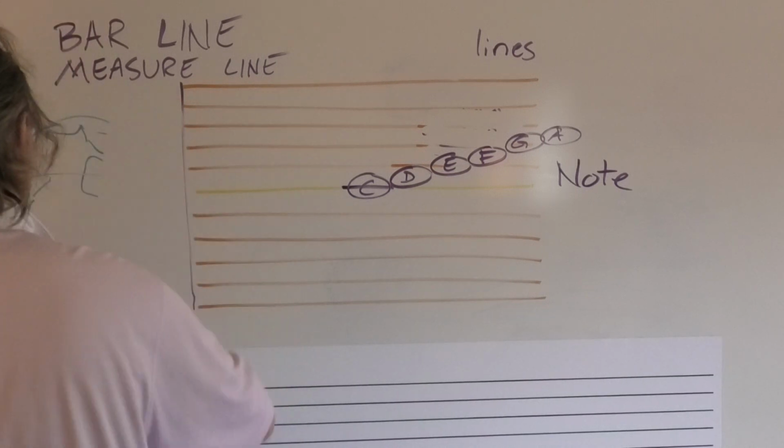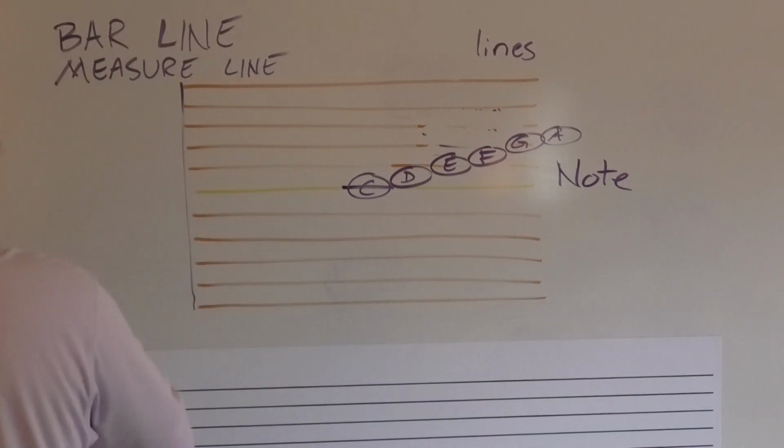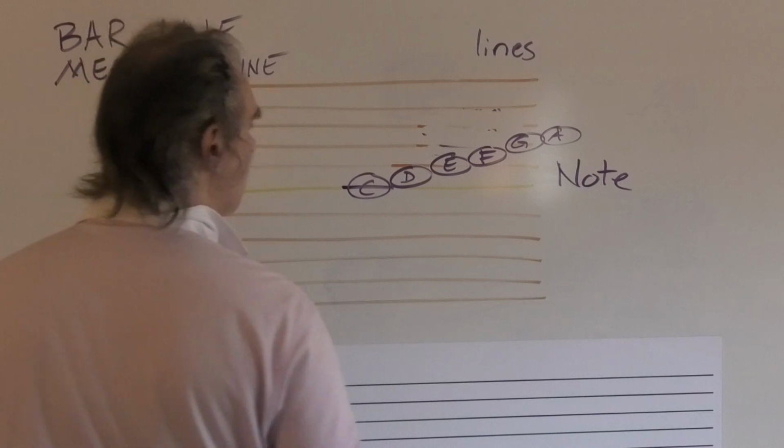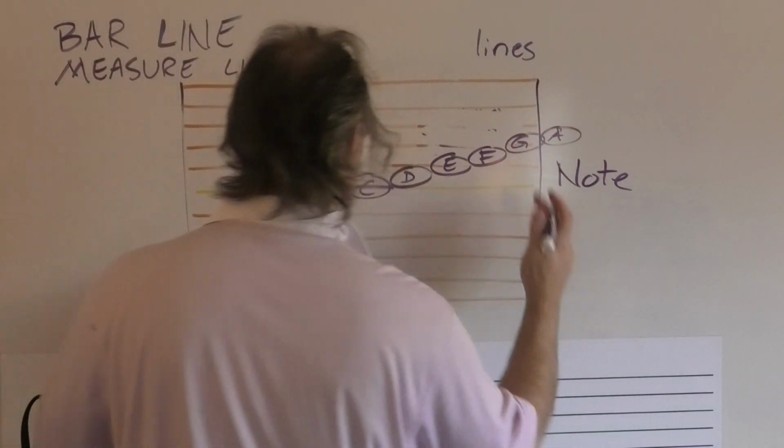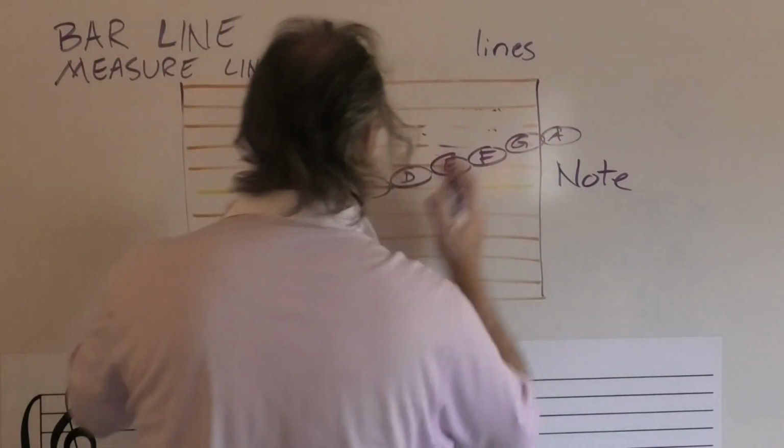So we can call it a bar line or a measure line. Okay, and that divides the music into bars. So if I put a bar line over here, now I have one bar. This whole thing is called a bar.